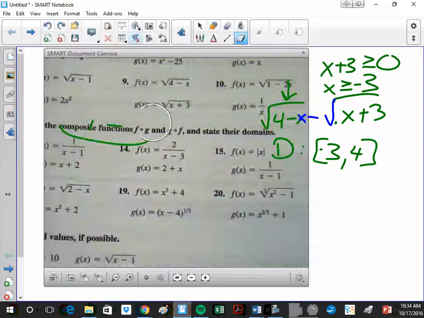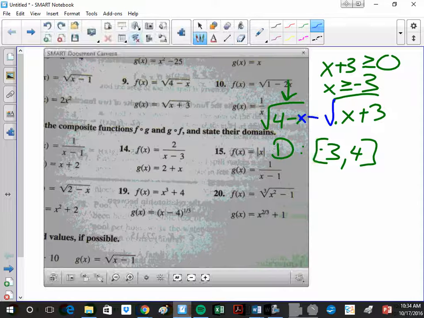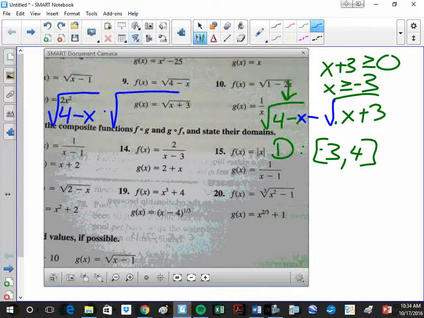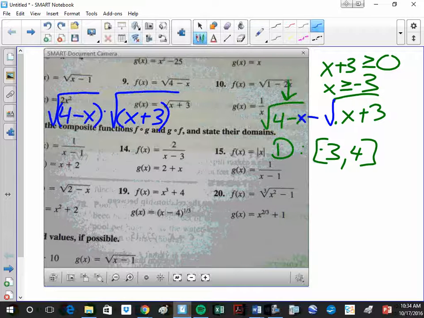Okay. What about the multiplication? The square root of 4 minus x times the square root of x plus 3. How do you multiply two square roots?